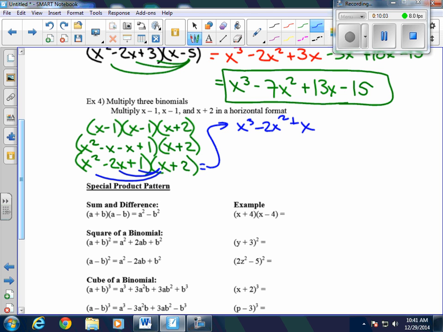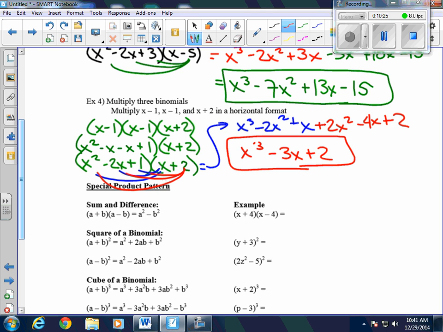And then I'm going to also take the 2 times everything. So that's going to give us 2x squared minus 4x plus 2. Add your like terms up. 2x squareds disappear. We get x cubed minus 3x plus 2. And there's the answer to that. So again, when we multiply 3 binomials, we're just going to FOIL 2 of them, and then we're going to use a distributive property to multiply the third one, or you can use the vertical format as well.